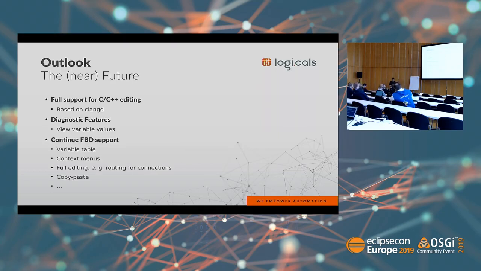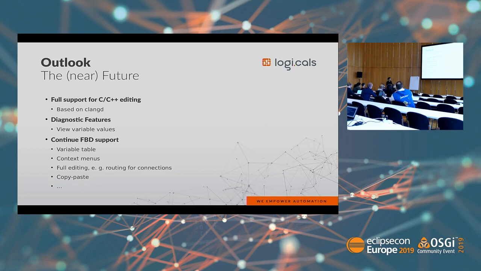So what do we want to do in the near future? In the near future, we also want to build in the support for C and C++ editing, because it should be quite easy, because almost all components that are needed to achieve this goal are already available, such as the language server for C and C++, which is based on the LLVM framework, meaning Clang. And we also don't have the diagnostic features, which allow the PLC programmer to investigate what's running on the hardware, right? So as a PLC programmer, you can typically observe the values of the variables changing over time, and this is not supported yet.